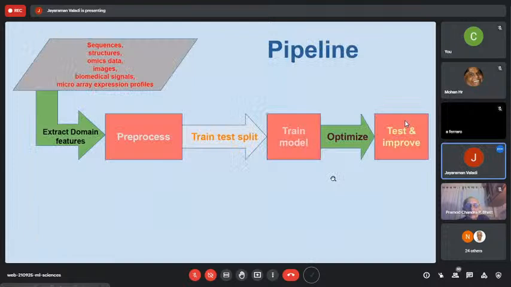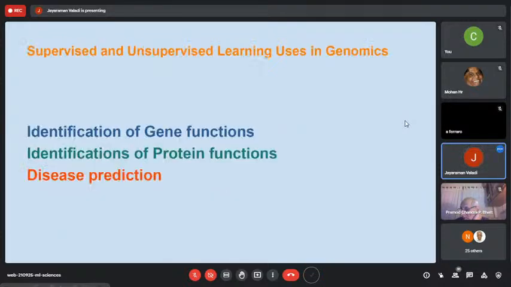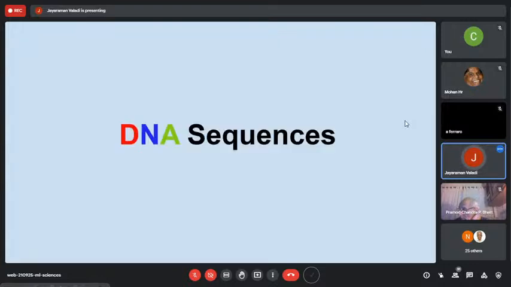We will come to the pipeline later. We will normally use machine learning when we have patterns in the data, even if we don't know what they are. And if we don't have a functional relationship mathematically, then we use machine learning as a data-driven modeling approach. So in genomics, the use is identification of gene functions, protein functions, and disease prediction. This is just a sample.